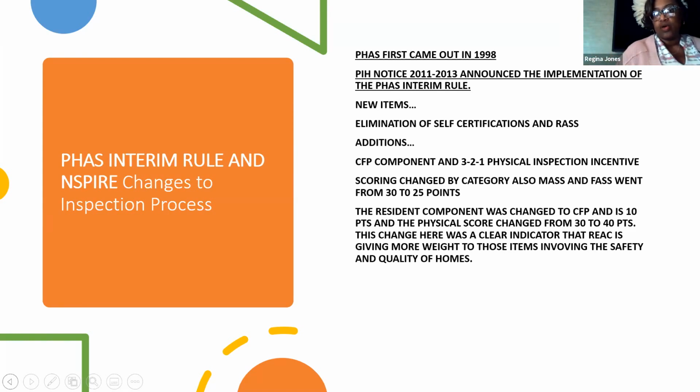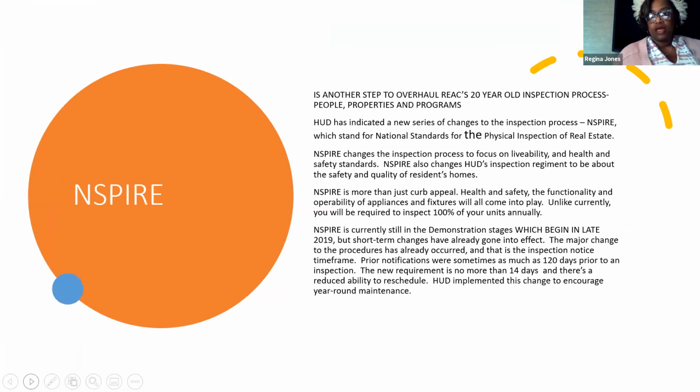And then also a pretty big change in the physical scoring. Before the PHAS interim rule, physical was 30 points, but with the implementation of the PHAS interim rule, it changed to 40 points. And you can see, beginning here with the implementation of the PHAS interim rule, there started being more weight given to the physical aspect of PHAS, leading up to where we pretty much are now with INSPIRE.